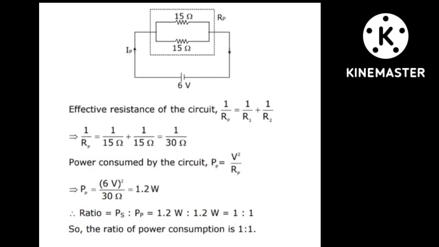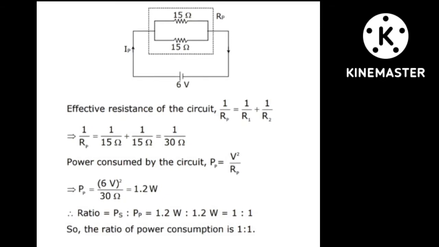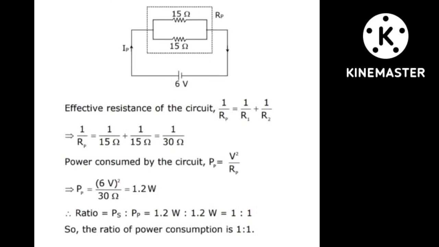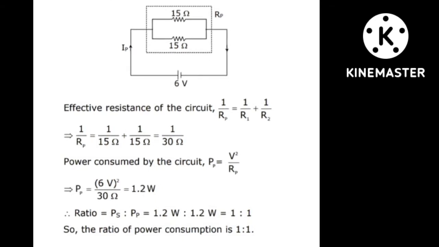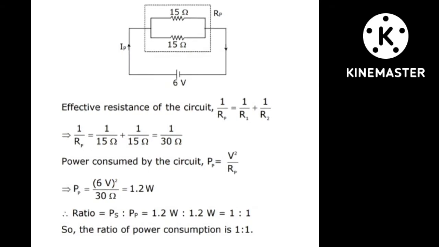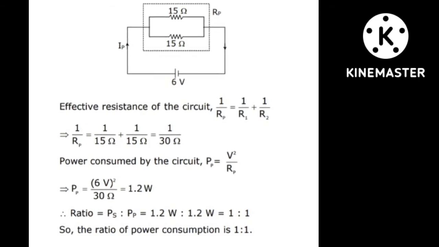And again here also we have to calculate the power consumed by the circuit. So we can apply the equation, that is P will be equal to V square by R. So we can substitute the values of V square and Rp. Then we will get 6 volt the whole square divided by 30 ohm. So that will be equal to 1.2 watt again.